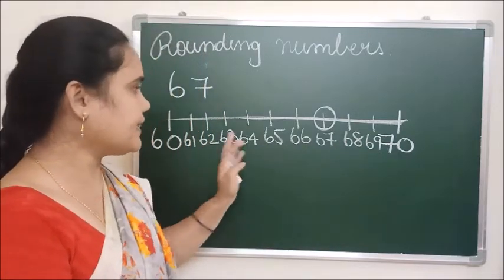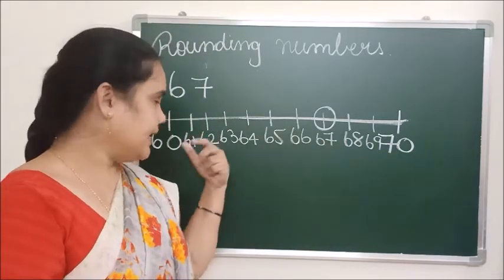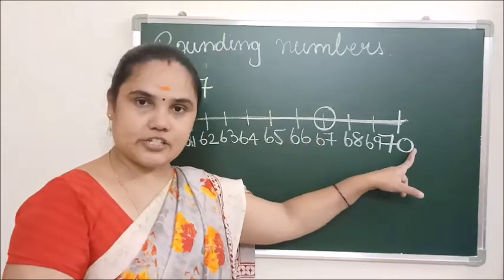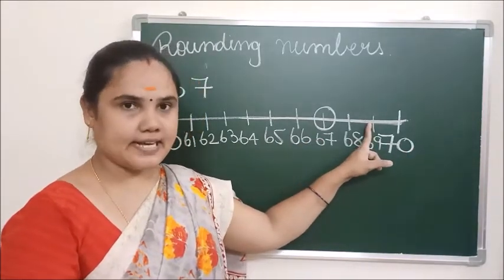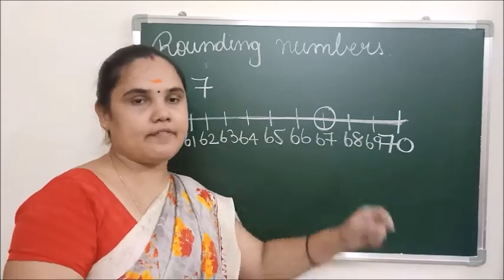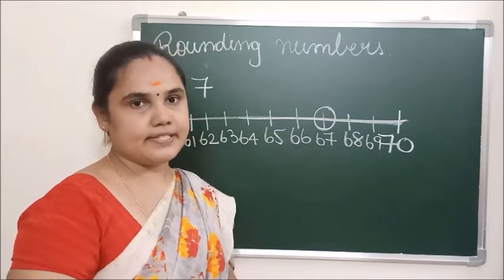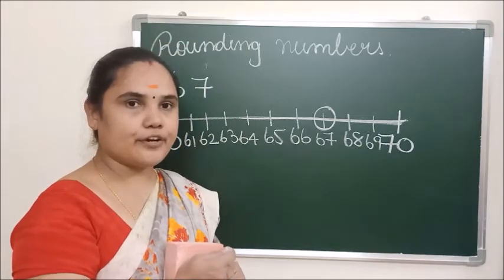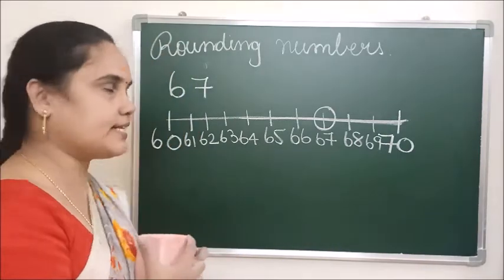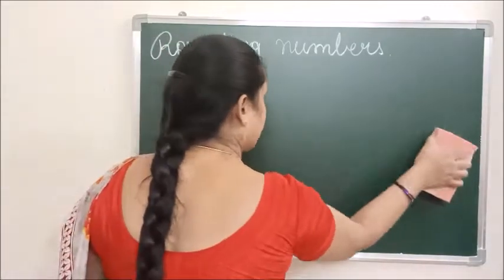Okay. See, children, is 67 nearest to 60 or nearest to 70? Yes, it is nearest to 70. Okay. In this way, we round off the numbers. We will see it is nearest to which number. Did you all understand rounding off numbers, children? Yes. One more example on rounding off numbers.